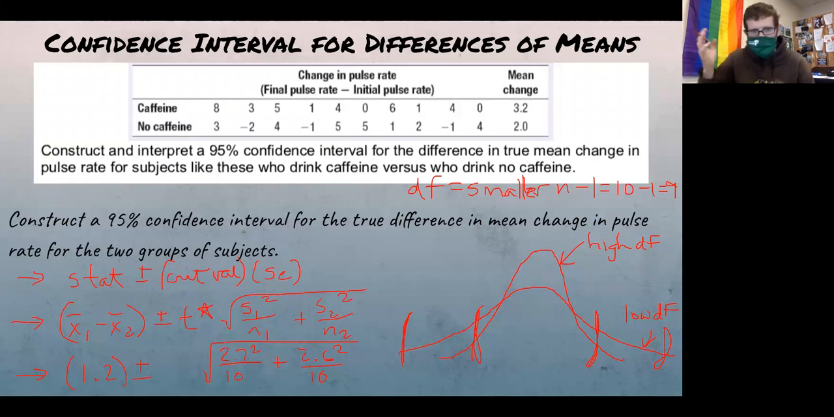So anyways, degree of freedom, we want a 95% critical value for 9 degrees of freedom. So if I go, I'm looking at table B now, 95%, 9 degrees of freedom. What is that number?